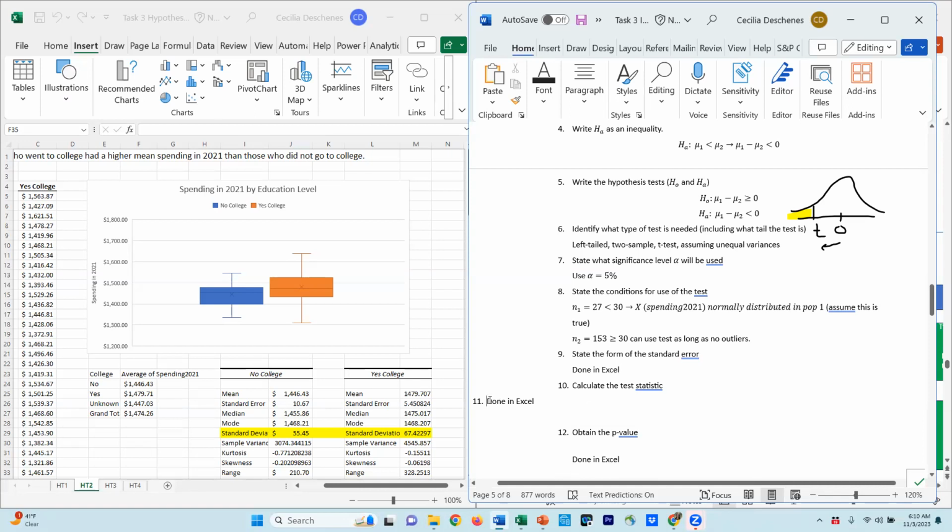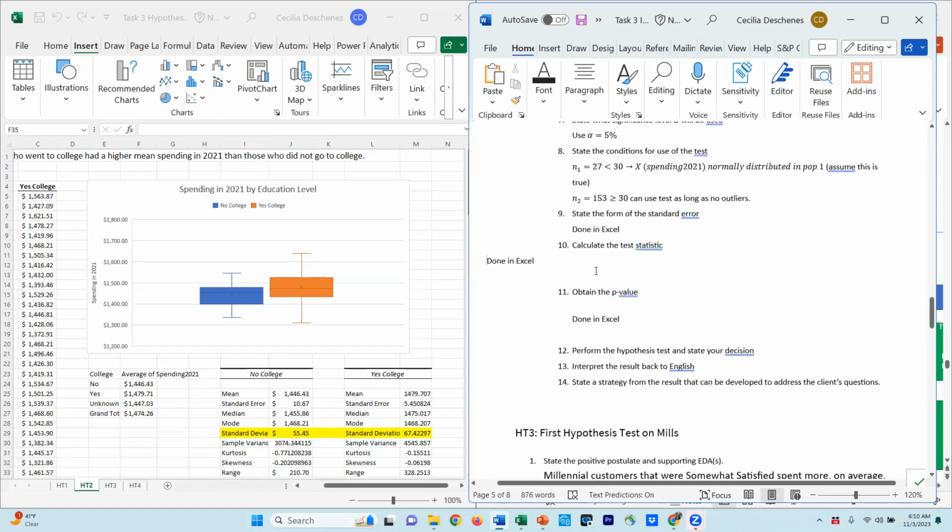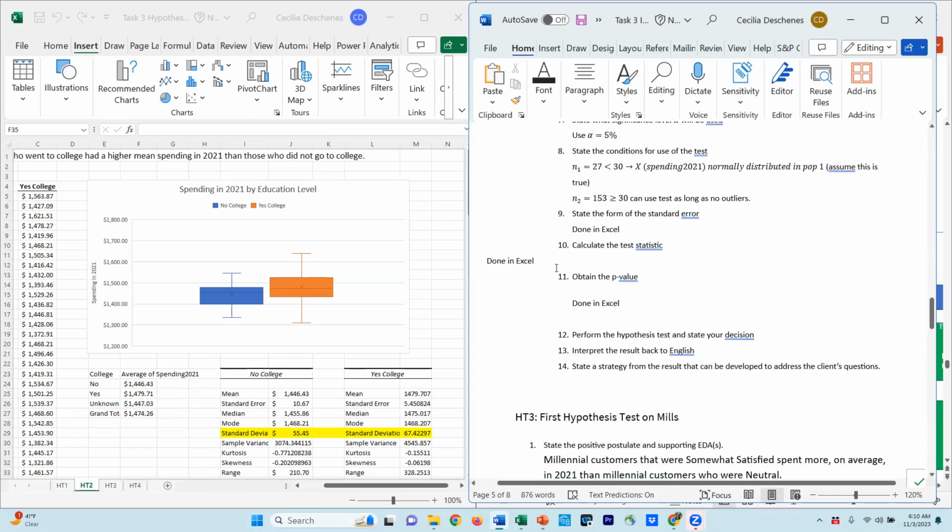I don't know why this did this. Okay. Formatting in Word is sometimes a pain in the butt. It wants to do too much to help you. I don't want it over here.